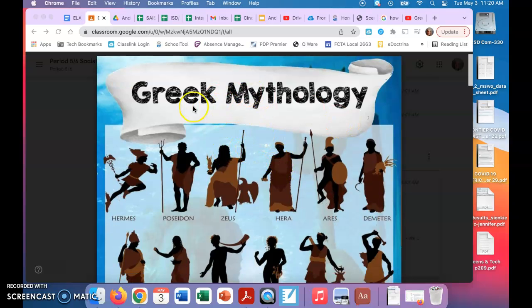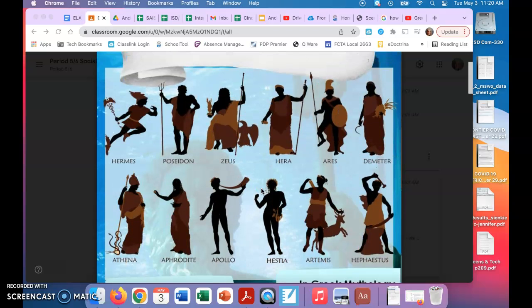So the first page here says Greek Mythology, and it's going to talk about a bunch of different people during ancient Greek times. The first one is Hermes. Then there's Poseidon, Zeus, Hera, Ares, Demeter, Athena, Aphrodite, Apollo, Hestia, Artemis, and Hephaestus.